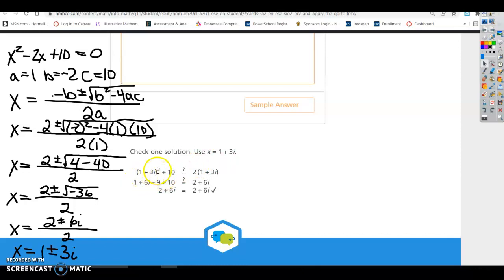They plugged it in. If you plug this in and square it, you're going to get 9i squared here. Well, you know you got to do a binomial times itself, so you have to do distributive property here. But when you do that, the one part you're going to get 9i squared, which would be -9 here. And then the middle term would be the 6i. So that simplifies to 2 plus 6i equals 2 plus 6i, which means the solution checks out.